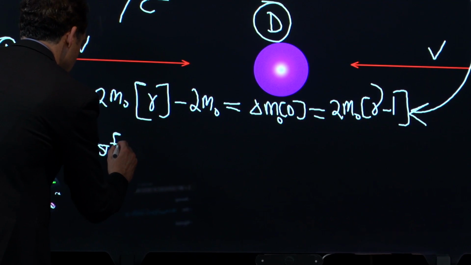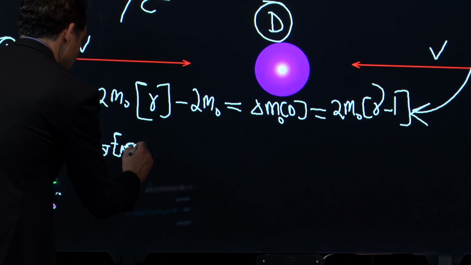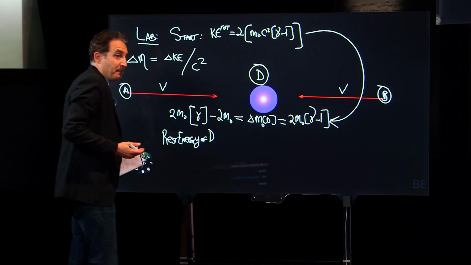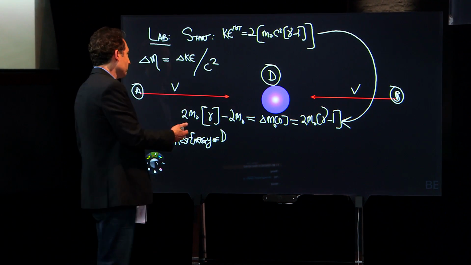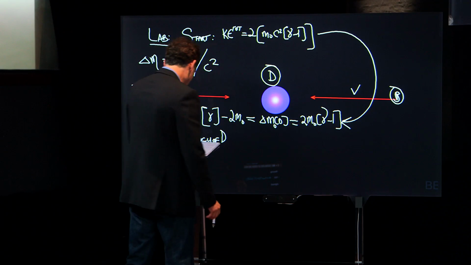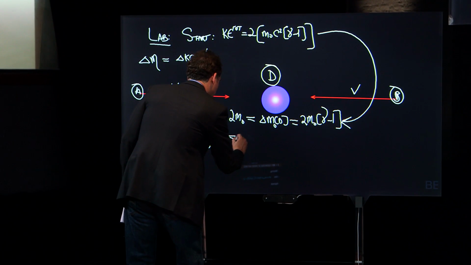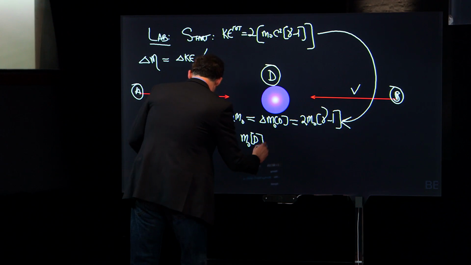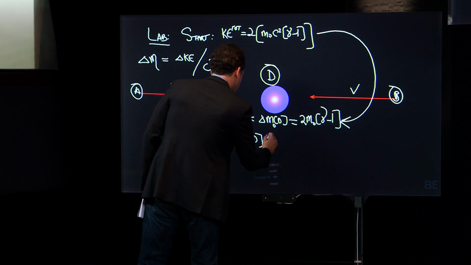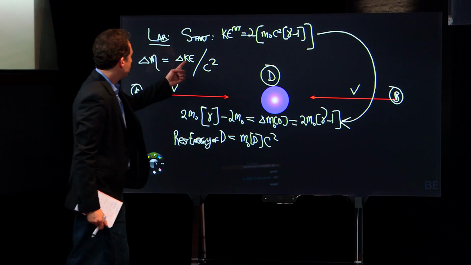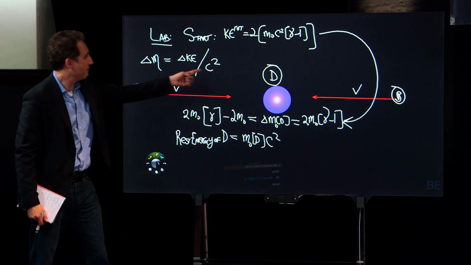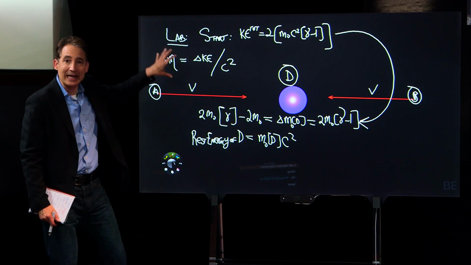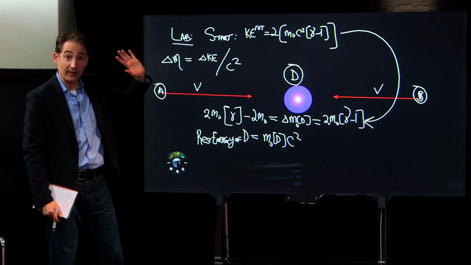So what this is really telling us is that there is a rest energy, which is what we usually call it, a rest energy of the particle D, an energy that it embodies even when it's sitting still, because that kinetic energy has been turned into that, which is given by the mass of D at rest multiplied by c squared. So that kinetic energy turns into mass times c squared. The particle is at rest, and yet it embodies that amount of energy.